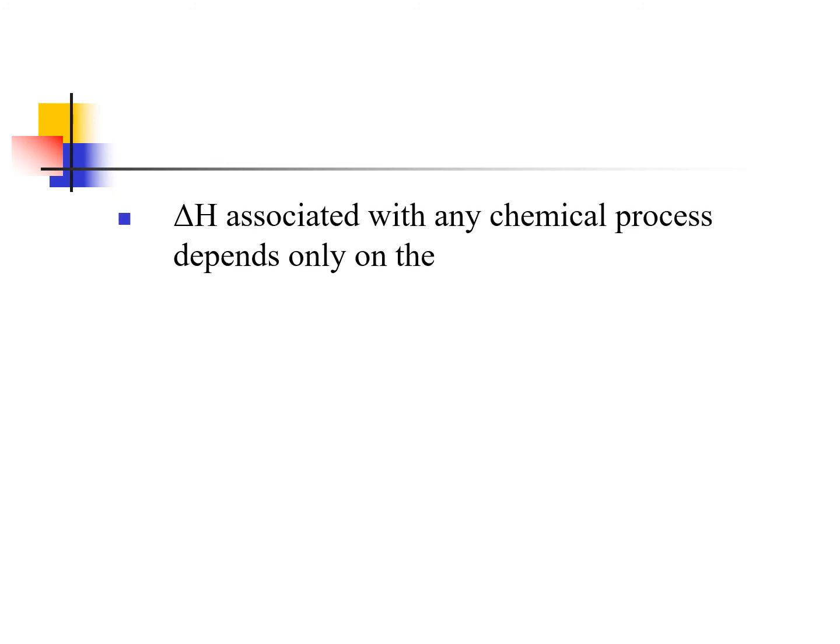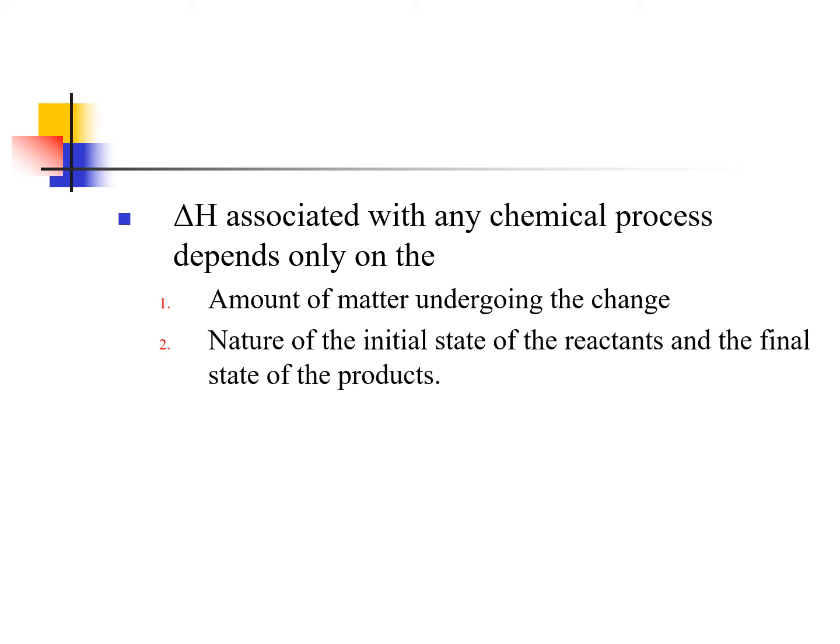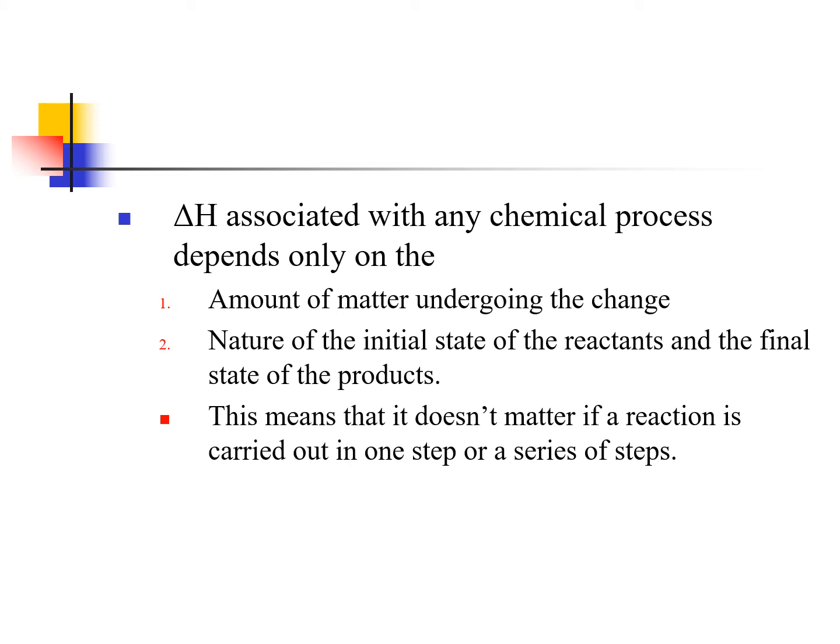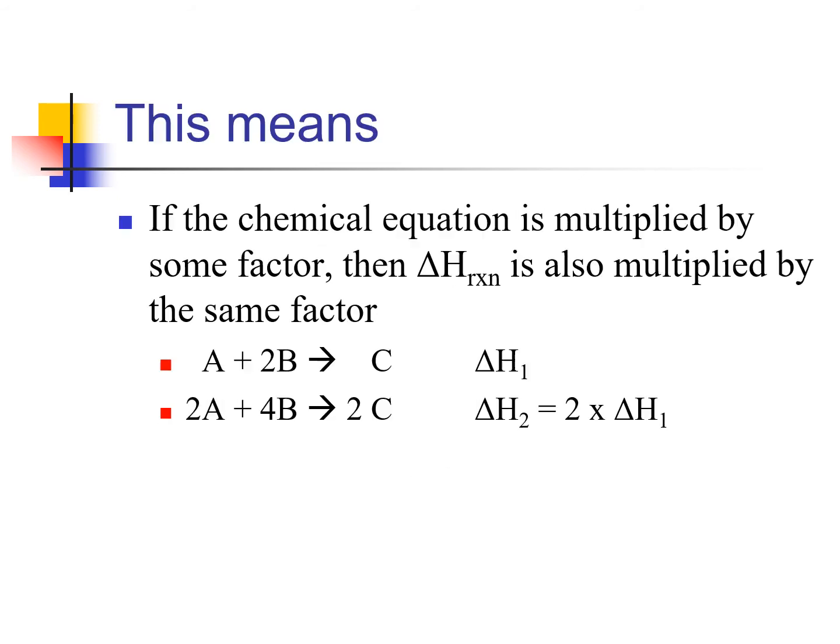Now, again, delta H, enthalpy, depends on the amount of matter undergoing the change. We talked about that earlier. The nature of the initial state. So again, the amount of chemicals matter, the states matter. This means it doesn't matter if the reaction takes place in one step or a series of steps. To put this into context with our reaction rates, it doesn't matter if it's a multi-step mechanism or an elementary step mechanism. What matters is where we start and where we end. That's what the reactants are, what the products are. What happens in the middle doesn't matter.